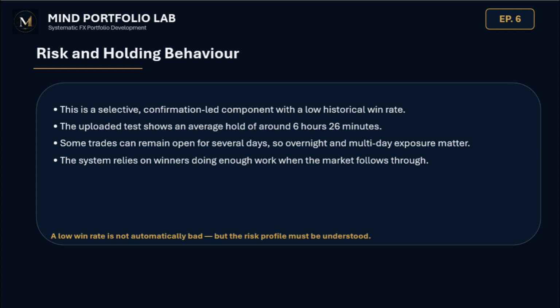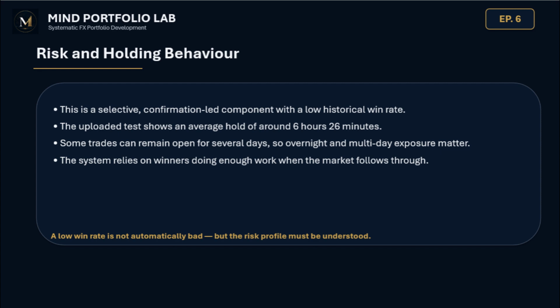Low win rate systems can be psychologically difficult, even when they are automated. Losing streaks are normal. There can be long periods where the system feels poor, even if the overall logic remains intact. That is why I care about the relationship between win rate, average winner, average loser, drawdown, and holding behavior.